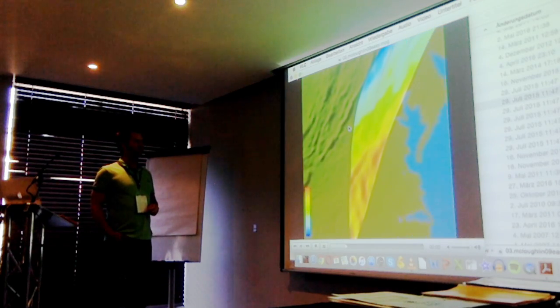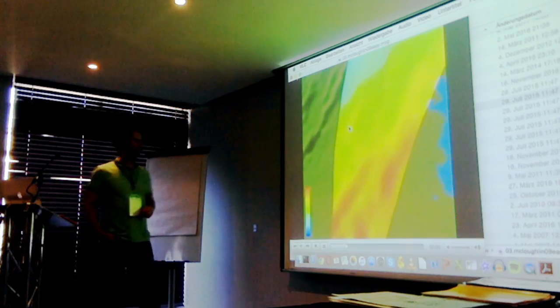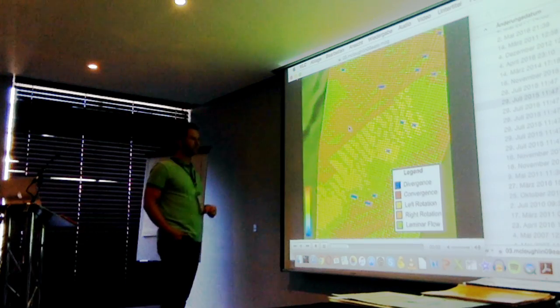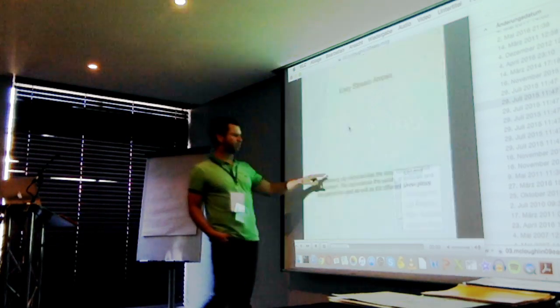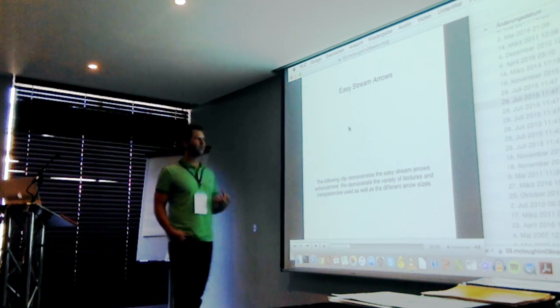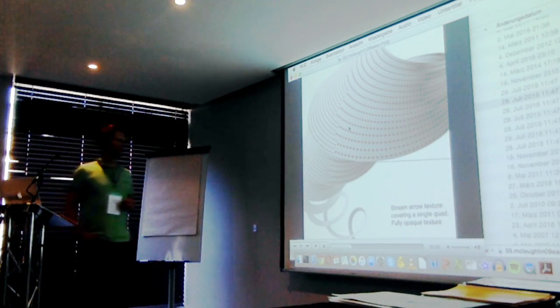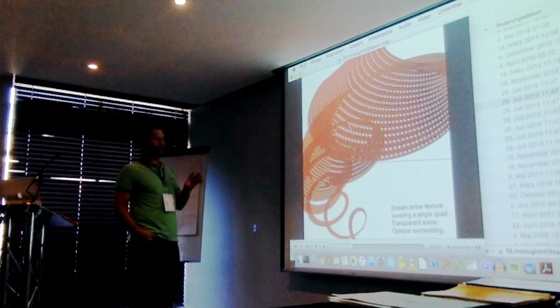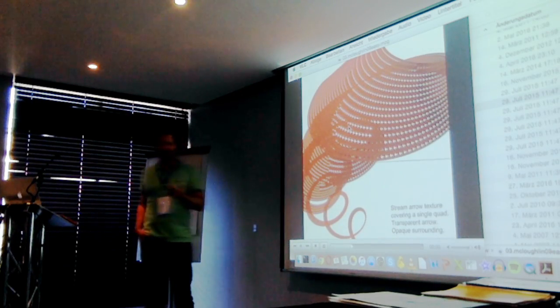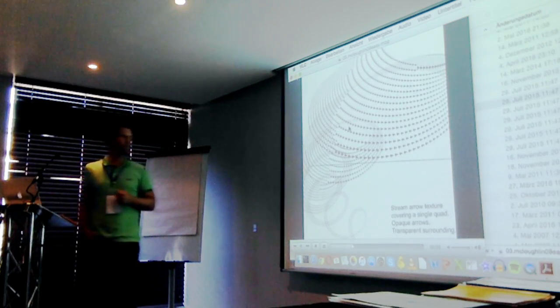So this is a CFD simulation of Hurricane Isabel. And this shows the quad mesh that the surface is composed of. And the quad mesh has different characteristics. Each quad has divergent, convergent, and laminar characteristics.